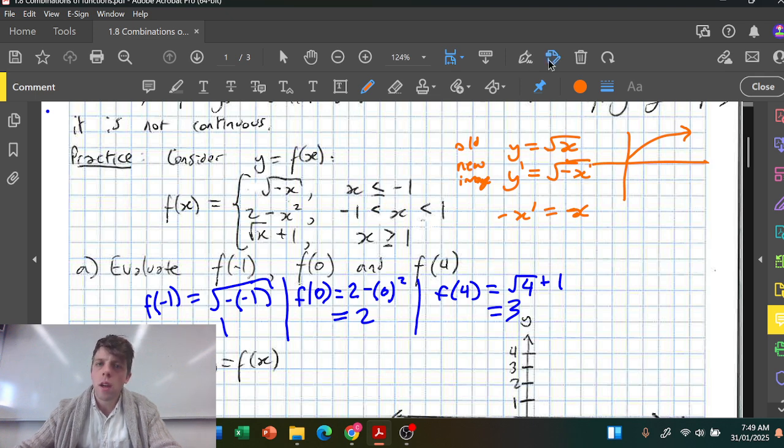So what we need to do is flip that. Sorry, no, this isn't a reflection in the x-axis. This is a reflection in the y-axis.